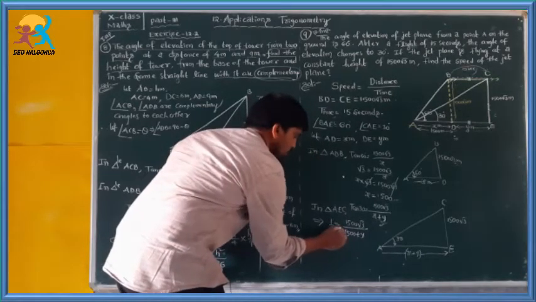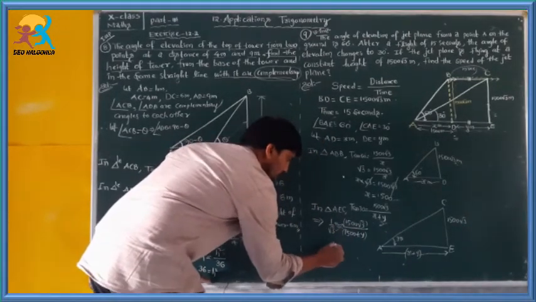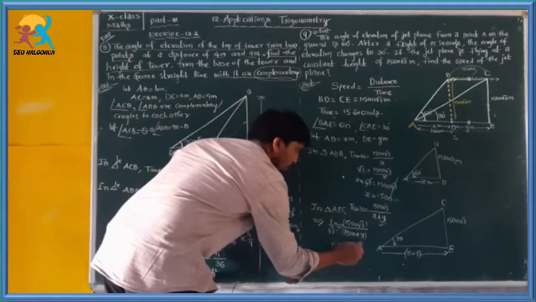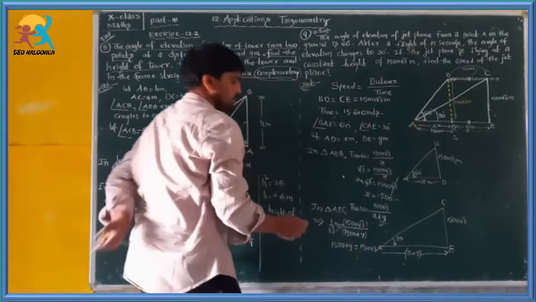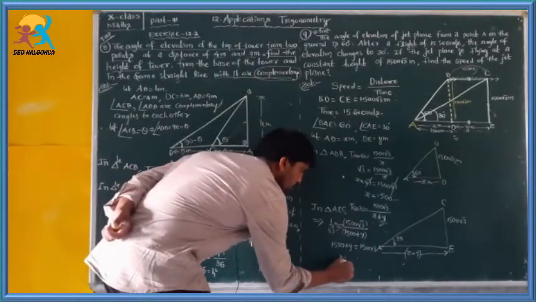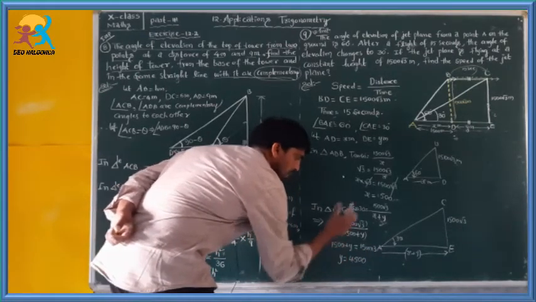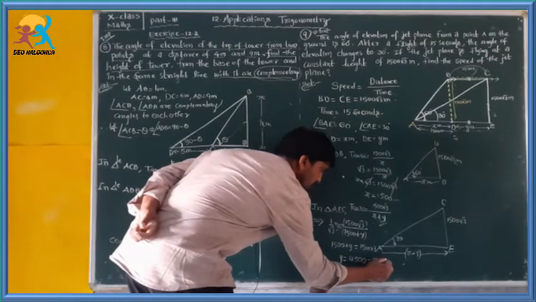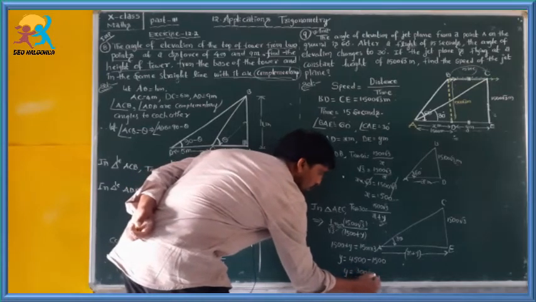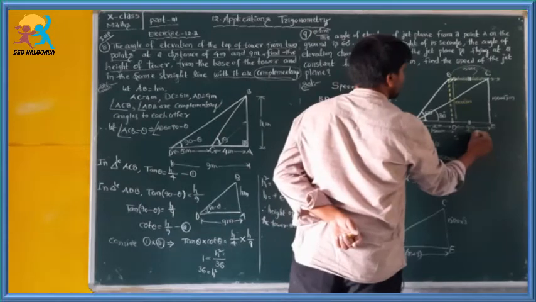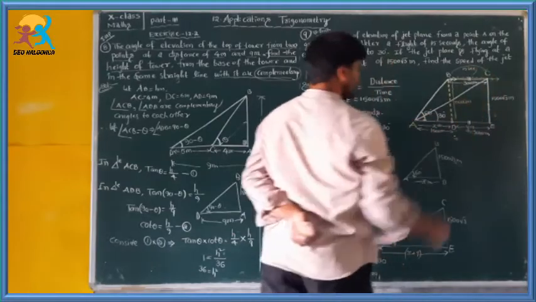By cross multiplication, 1500 plus y into 1, that is 1500 plus y equal to 1500 into root 3 into root 3. Root 3 into root 3 gets 3. So, y equal to what? 3 times 1500 is 4500. Transfer plus 1500 from LHS to RHS, it becomes minus 1500. So y equal to 4500 minus 1500, that is 3000 meters. Yes, this distance is 3000 meters. So BC is also 3000 meters.